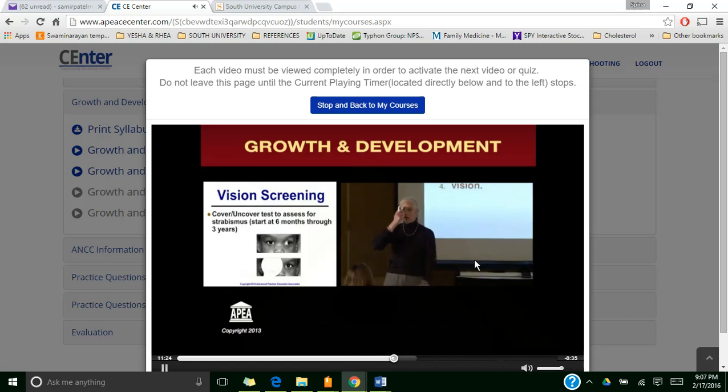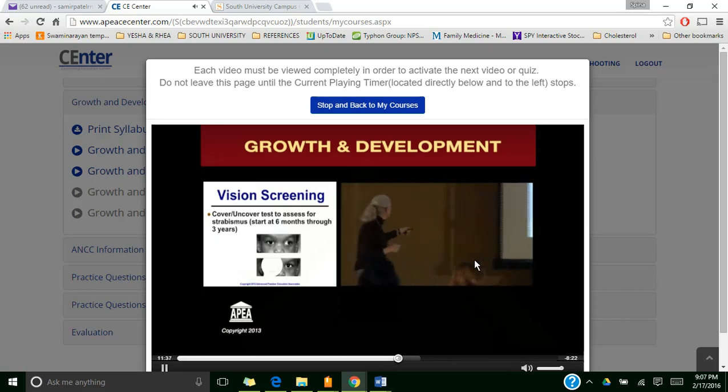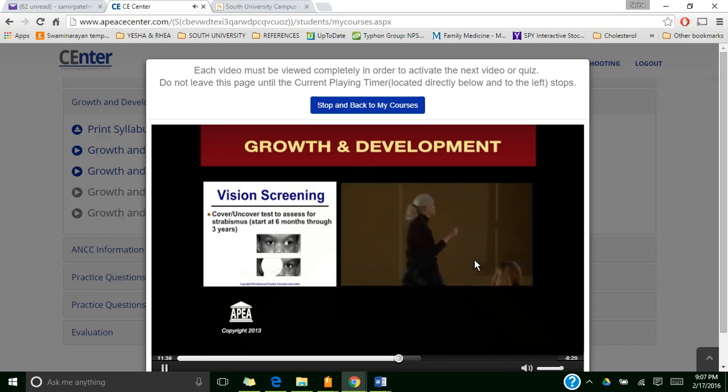Take a look. Here's a cover-uncover test. We generally start at about 6 months of age, and we continue until we begin to do vision screening. Look at that little eye. You see it? When you do the cover-uncover test, if something is wrong with the eye that is covered, it will have deviated in one direction or the other. Always a red flag for you.